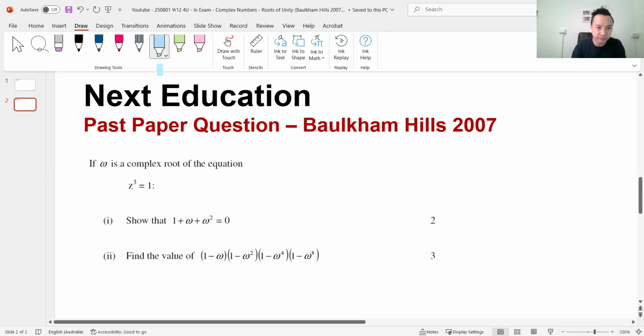All right, here we go. Let's dive right in. w is a root of the equation. Okay, roots of unity, right? Yeah, cube roots of unity. Part 1, show that. That's pretty straightforward. 2 marks, right? That's generous back in the day. And then find the value of this, right? Yeah, classic, right? Pretty straightforward.